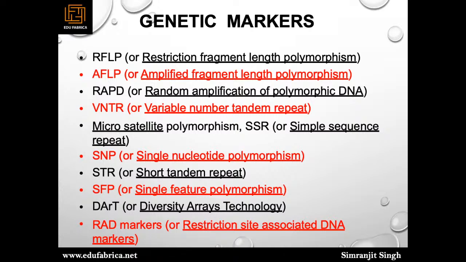RFLP, AFLP, RAPDs, VNTRs. RFLP is restriction fragment length polymorphism. AFLP is amplified fragment length polymorphism. RAPDs are random amplifications of polymorphic DNA. VNTRs are variable number tandem repeats. All these come into this sequence, along with SNP, STRs, SFP, and RAD markers. Basically, the most important ones are the first six: RFLP, AFLP, RAPDs, VNTRs, SNP, and STRs.